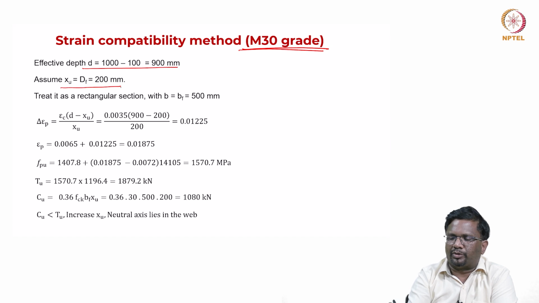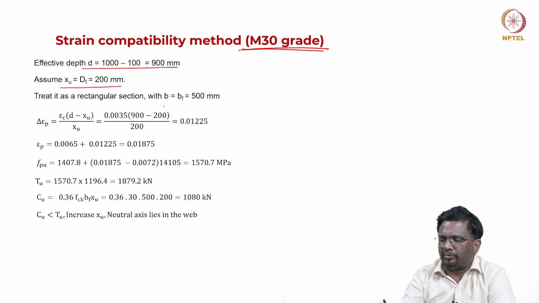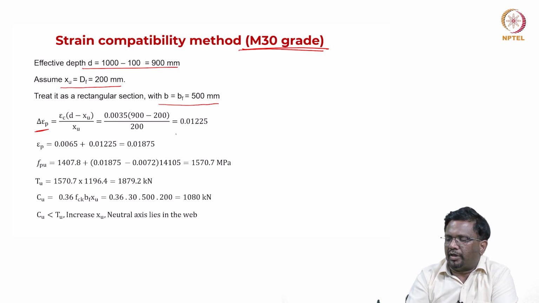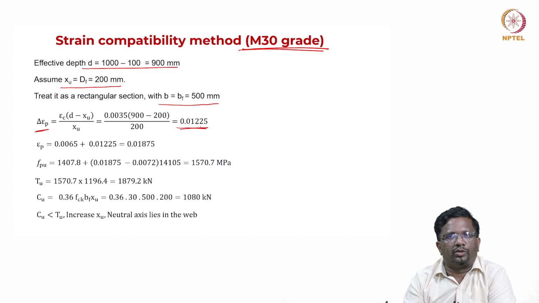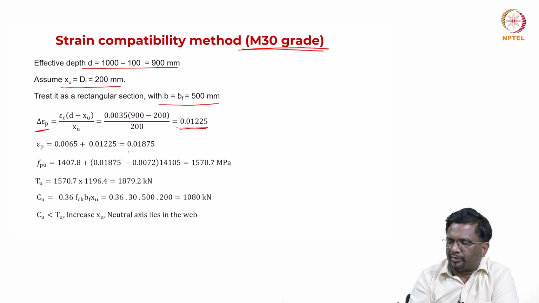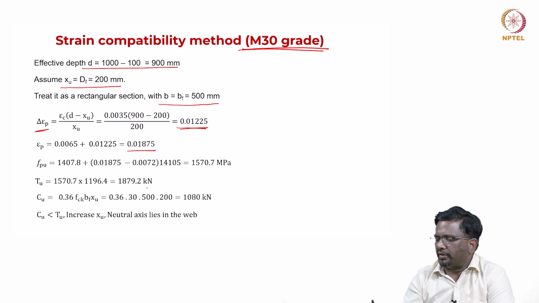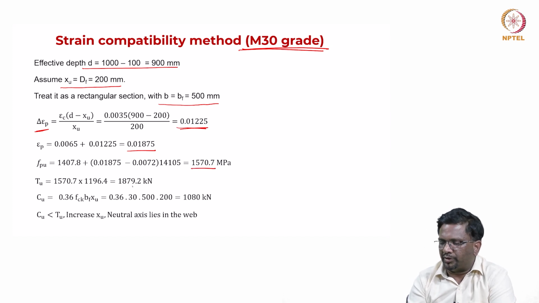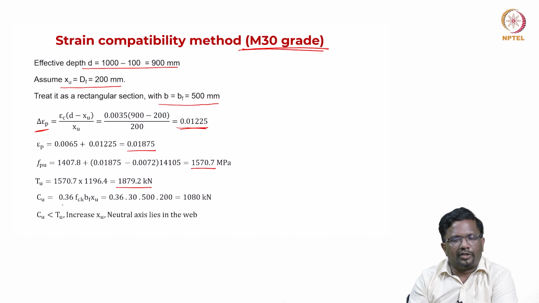I am assuming XU equal to 200 millimeter, and once I assume XU equal to 200, I will be treating this as a rectangular section with B equal to BF, and the strain gradient, delta epsilon P, I can get from similar triangles, and that value is 0.01225. Now, epsilon P is 0.01875. The stress is 1570 again. Now, tension force, you see here, TU is 1879. Now, the only thing that is going to change is 0.36 FCK.